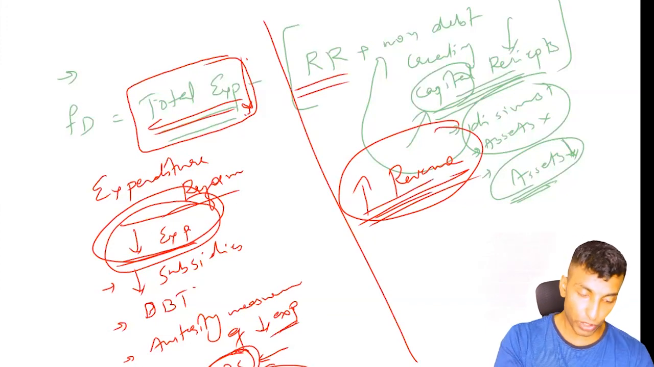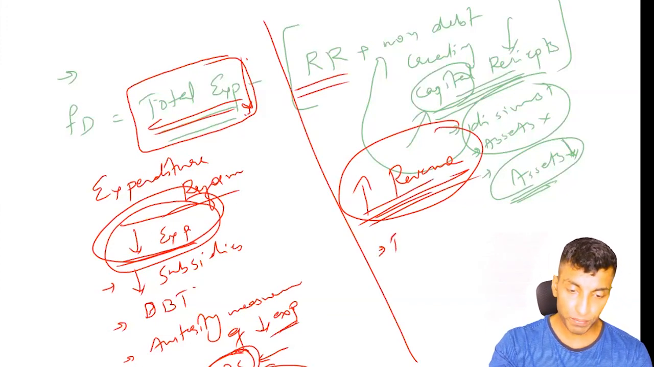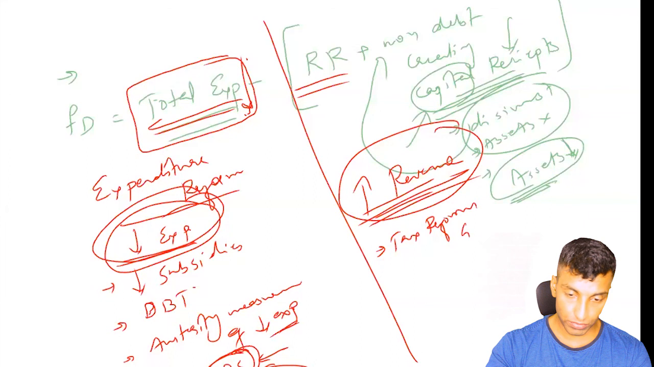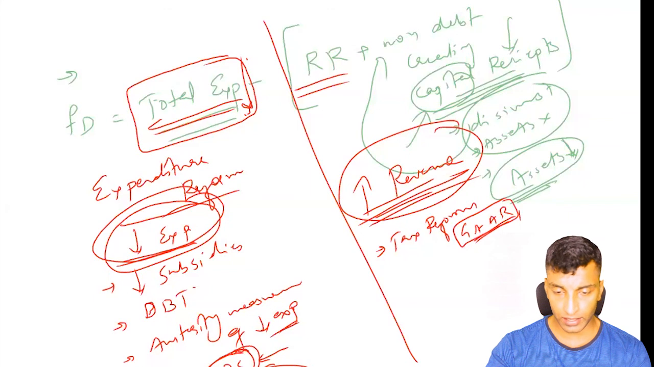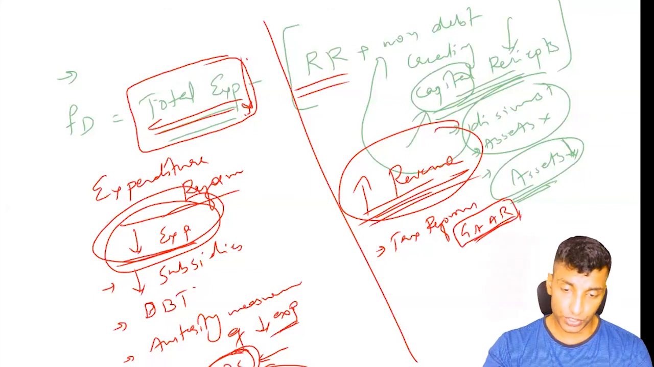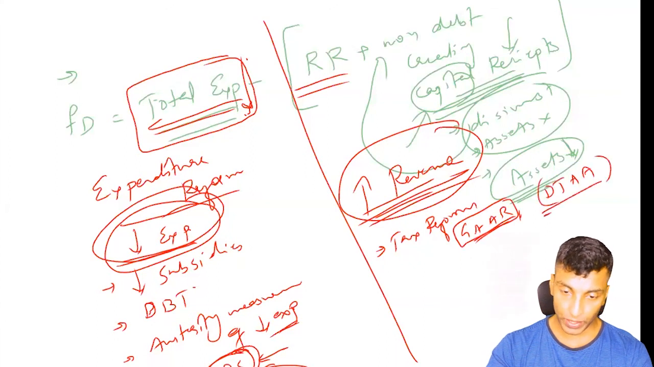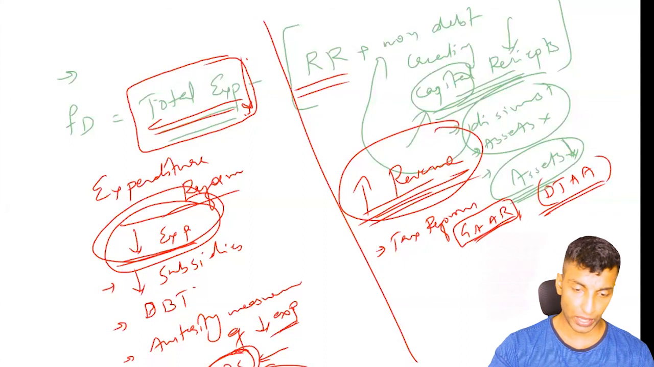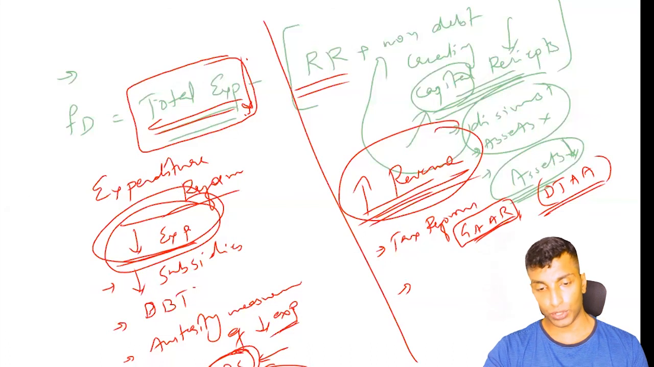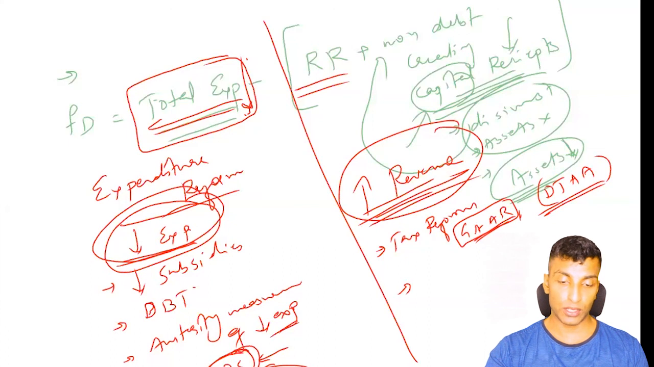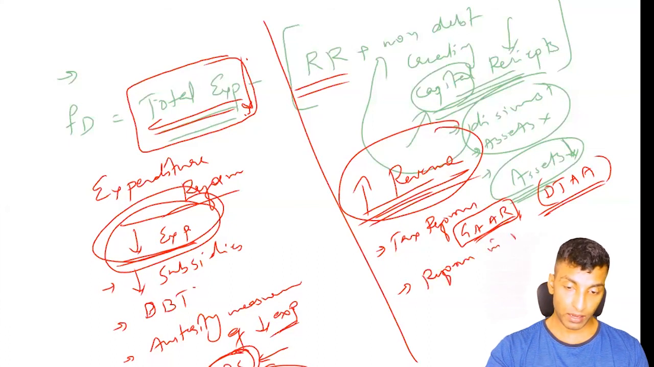So what all things can you do to increase revenue? You can go for tax reform, like GAAR, General Anti-Avoidance Rule, which I will discuss in the chapter on taxation. DTAA, Double Taxation Avoidance Agreement. GST, all these you can write. Then reforms in PSUs, because I have told you one of the most important sources of revenue receipt that we have discussed is the profit of PSUs. So reform in PSUs.